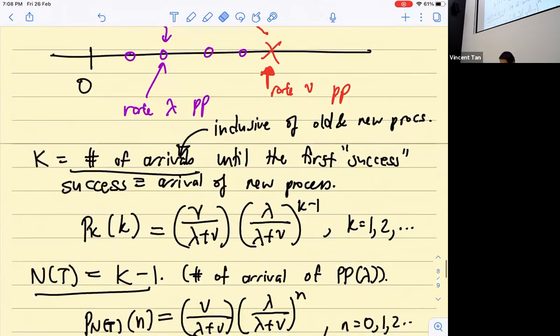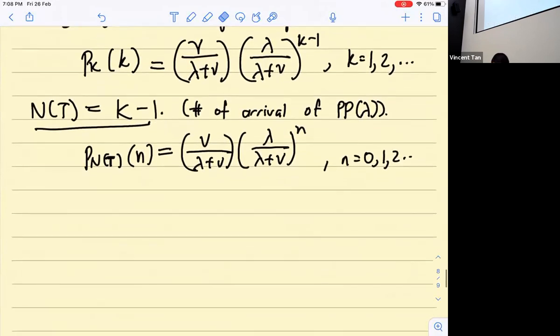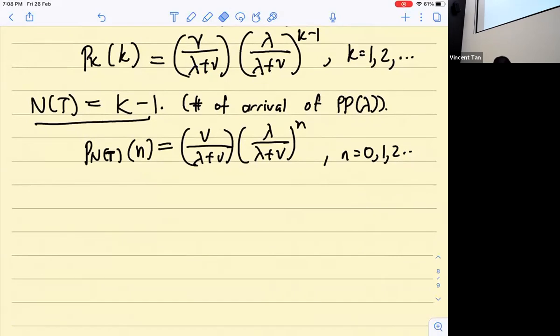All right, any questions on this? Any questions? Is this very clear? Someone tell me crystal clear again.